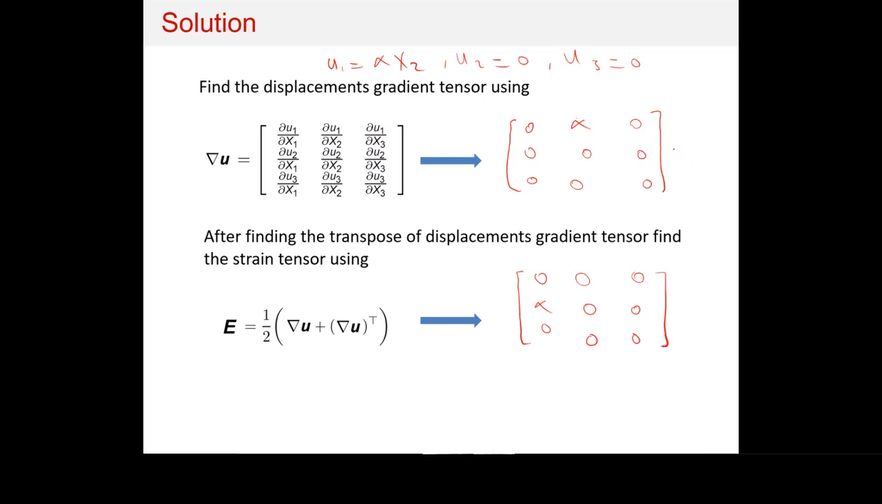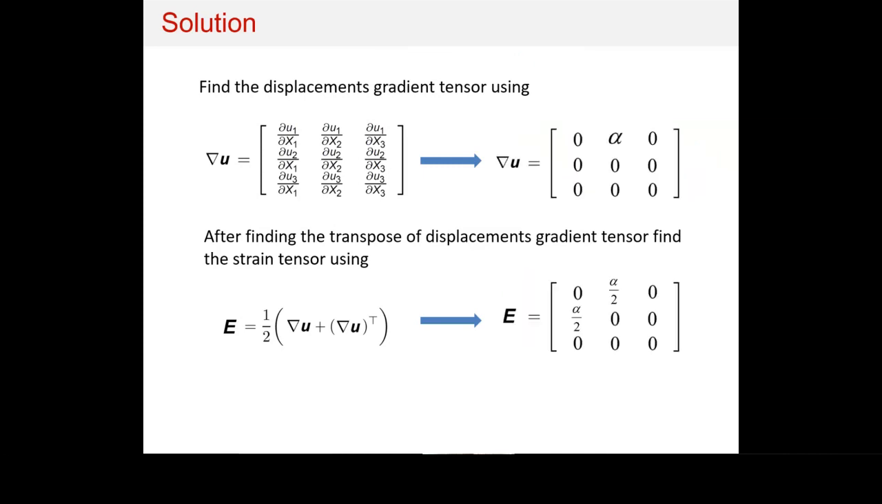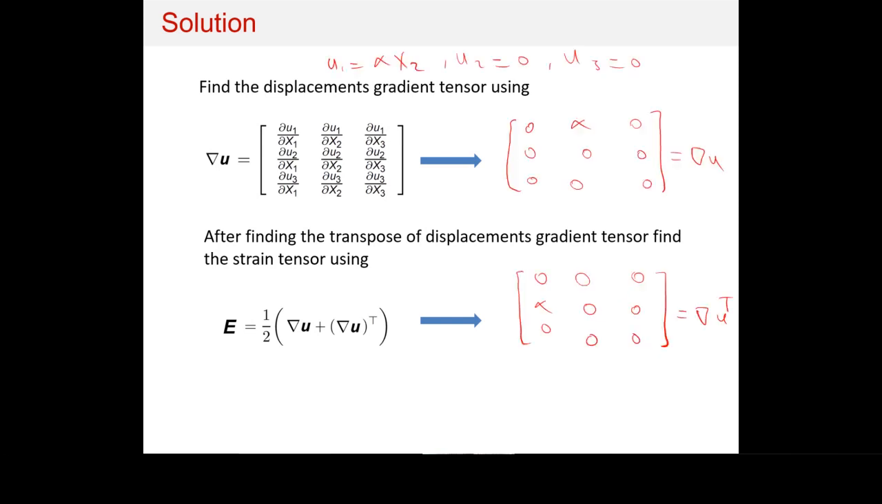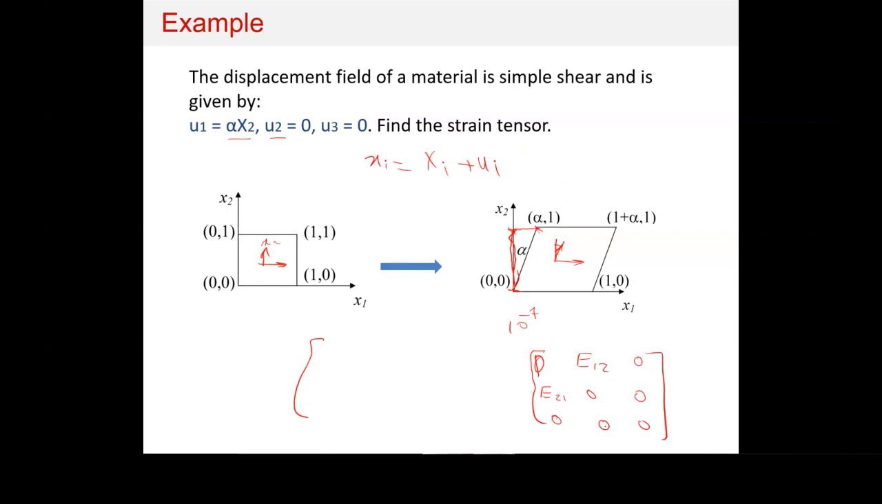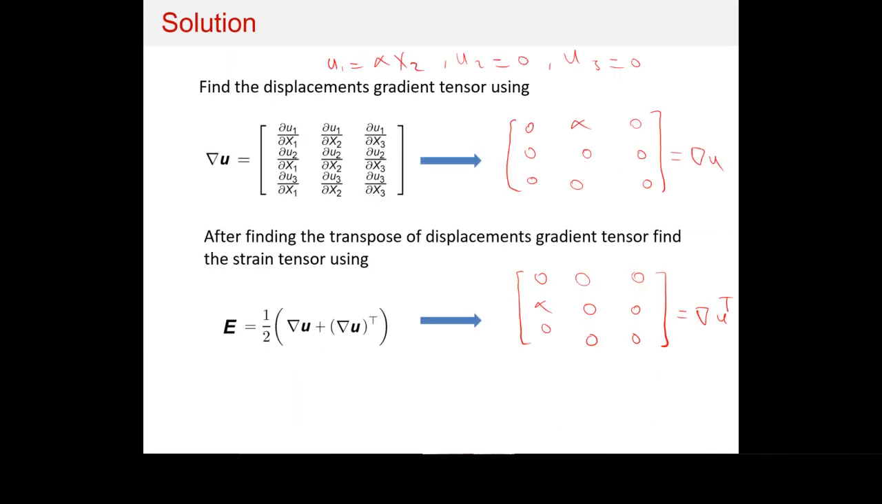So you need to add this one. This is the gradient of u, and this is the transpose of the gradient of u. So you add both of them and you divide by 2. Adding both of them is going to be alpha divided by 2, alpha divided by 2, and then everything else is 0. So if you look into this strain tensor, you'll see that this is pretty much what we expected from the beginning. So you have zeros everywhere except for the shear components in the 1, 2 direction.